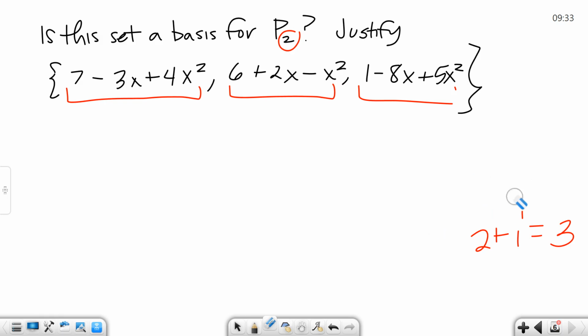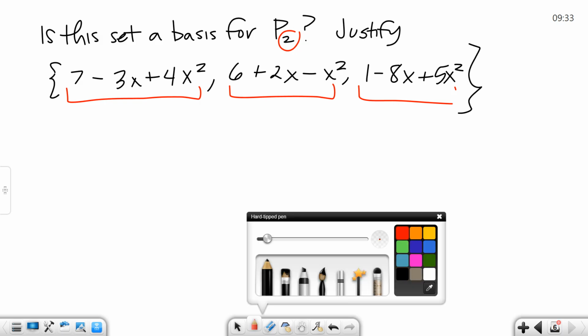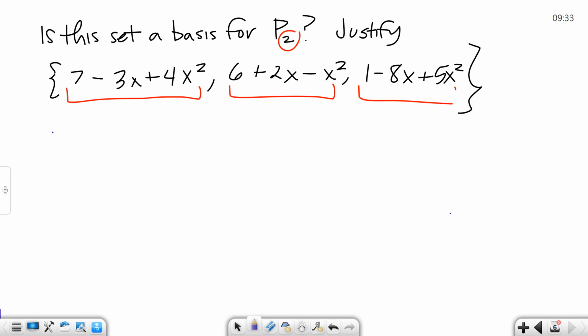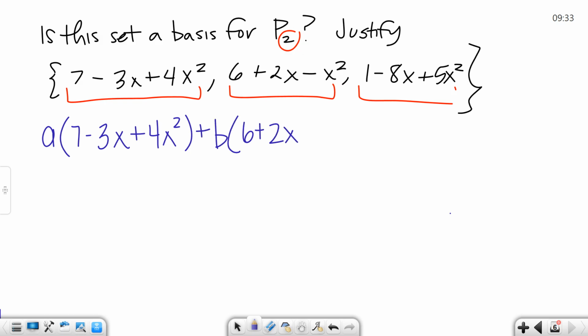Okay, I prefer to start with checking the independence aspect of it because that's setting it equal to the 0 vector, and so that's a little bit easier to explain. But since we just talked about spanning, let's do spanning this time. It doesn't matter where you start. So to see if something spans, I'm going to take a times this first vector plus b times this second vector, plus c times this third vector.